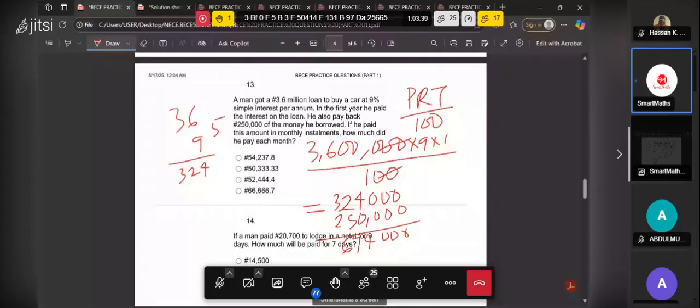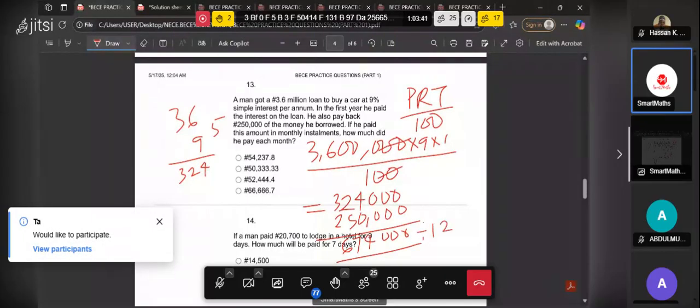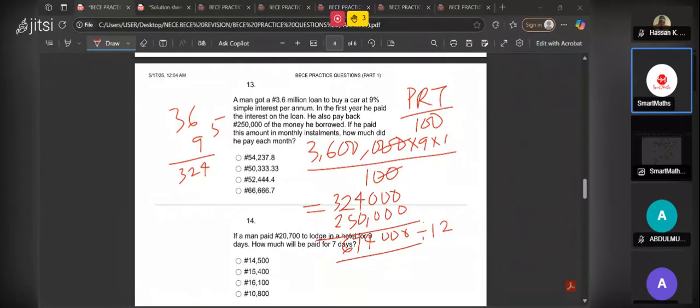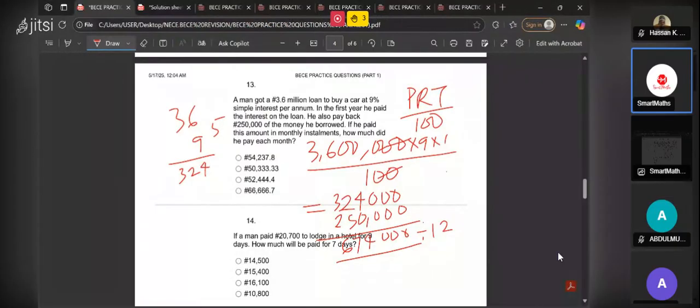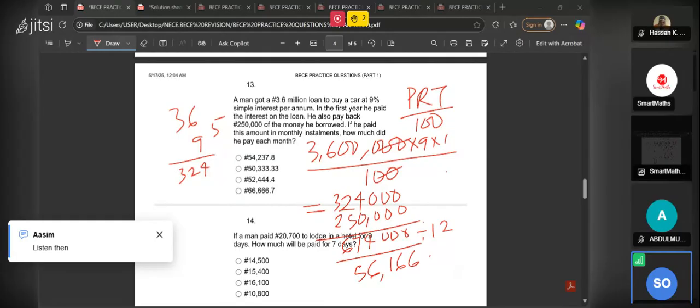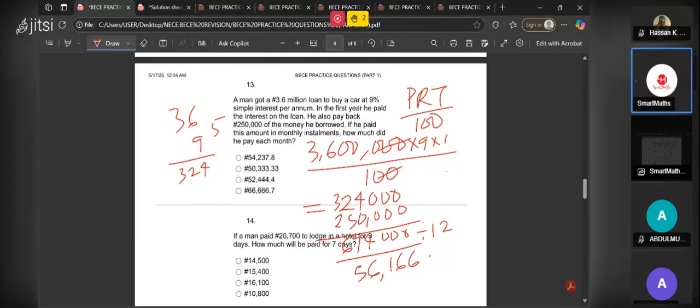Then we get 674. So we are now going to divide this one by 12. Now, mind you, the exam allows you to use a calculator. You can quickly use the calculator to divide it. Divided by 12, then you get 56,166.7. All right, so that is that question.